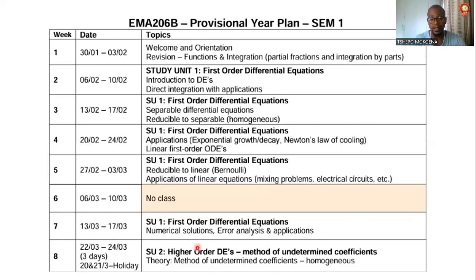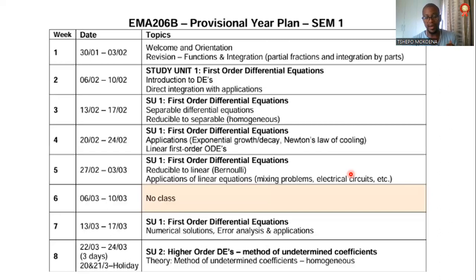Now let's have a look at study unit number 2. Study unit number 2 is now called the high order DEs. We know that DEs simply means differential equations. So now we're creating the standard. So we're going to do the high order DEs, method of undetermined coefficients. Okay, so the first subunit under unit number 2 is the theory. We're going to talk about the theory, method of undetermined coefficients, homogeneous. Okay, this is also calculus.